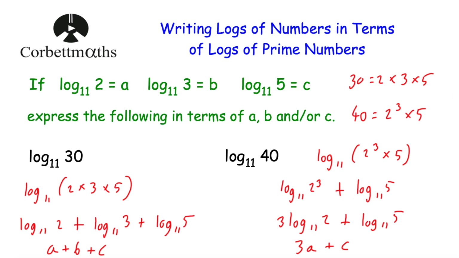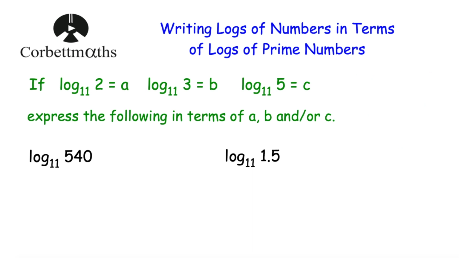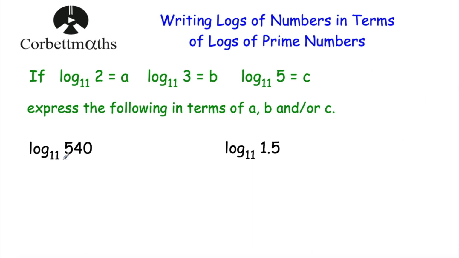Okay, let's look at our next one. Okay, this time, we've got log to base 11 of 540, so it's quite a big number, so let's write it as a product of primes. 540, I'm going to use my calculator for this, so 540, press equals, and then choose my product of primes, is equal to 2 squared times 3 cubed times 5. So I'm going to write this as the log to base 11 of, and then in brackets, 2 squared times 3 cubed times 5, because that's equal to 540.